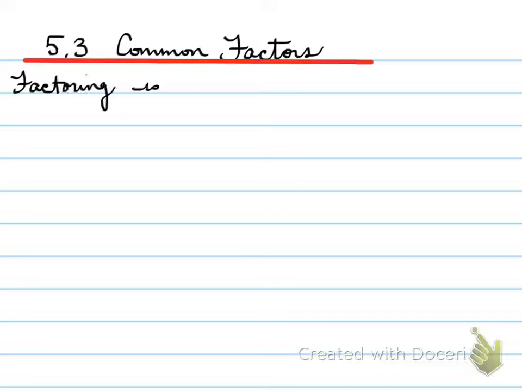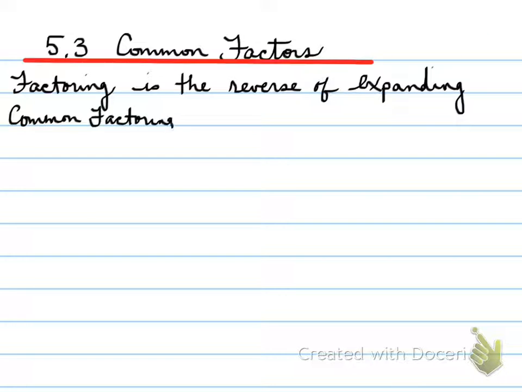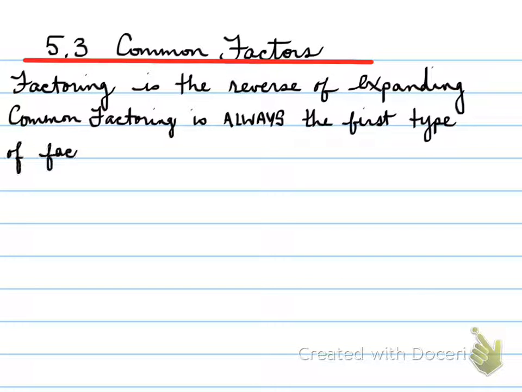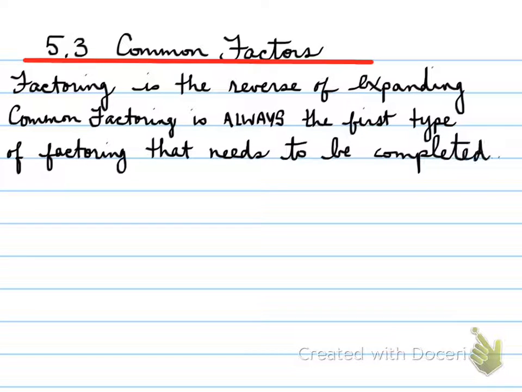All right, let's look at 5.3. 5.3 common factors. Factoring is the reverse of expanding. Common factoring is always the first type of factoring that needs to be completed. So from here on in, we're always going to look for a common factor. Let's move on and look at examples.